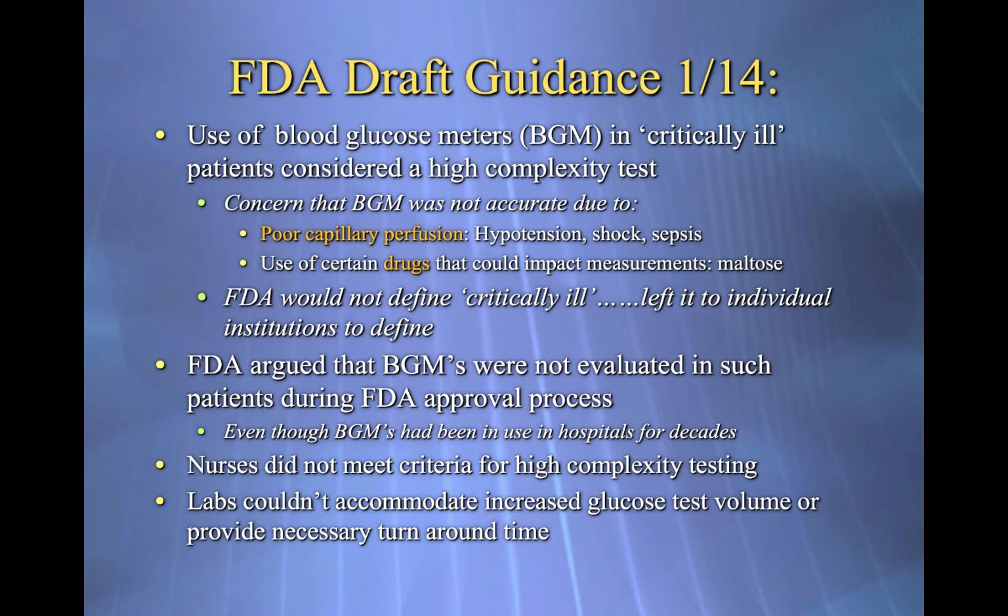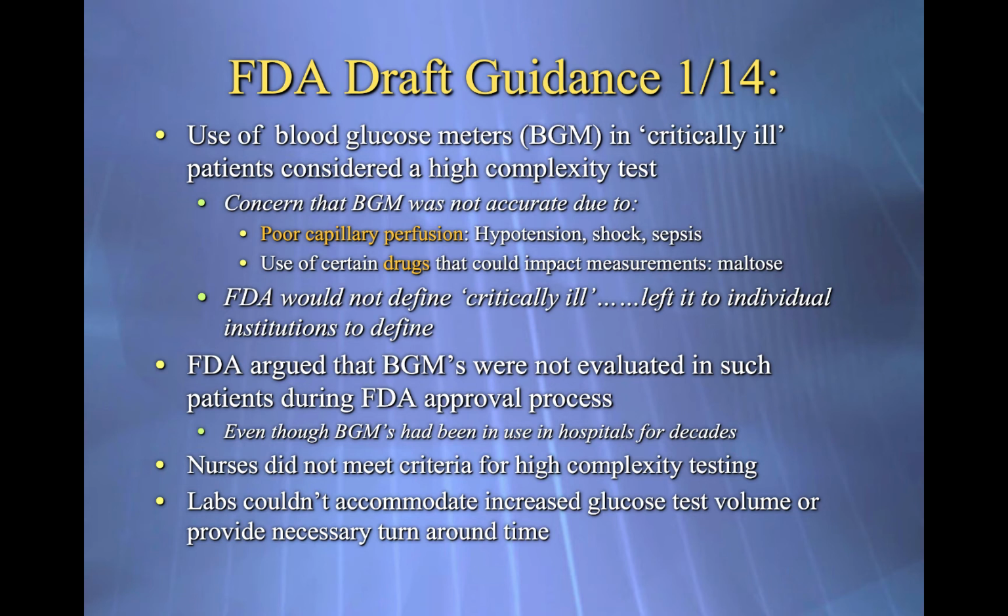Now, the FDA argued that the glucose meters had not been evaluated for use in such patients during the FDA approval process, and therefore they were backtracking and saying, whoa, you can't use these in critically ill patients unless you want to make them high complexity. So even though they had been in use for decades, suddenly we had this sea change of, oh my gosh, I can't use a blood glucose meter in an ICU or an OR or an emergency department, any place where patients might be critical, quote unquote, whatever that was.